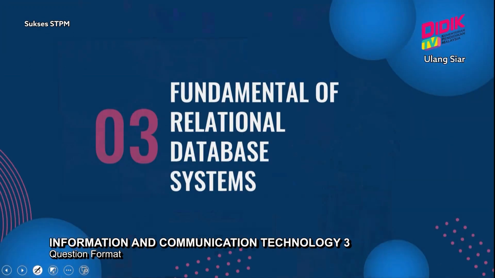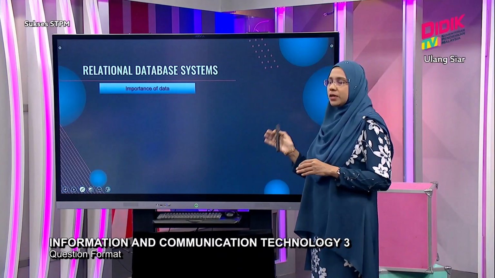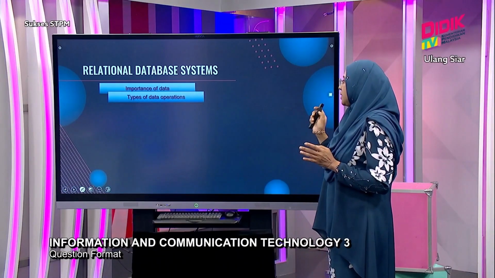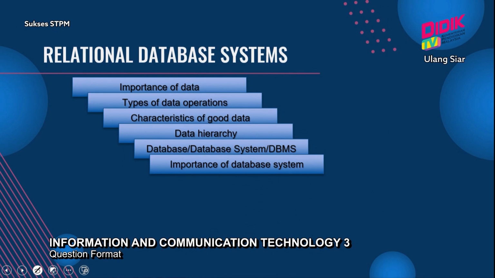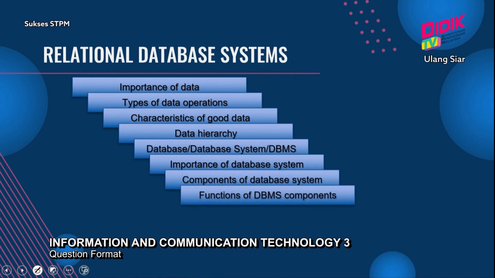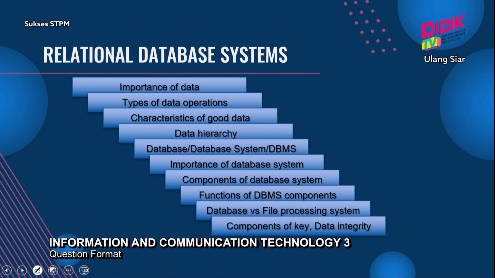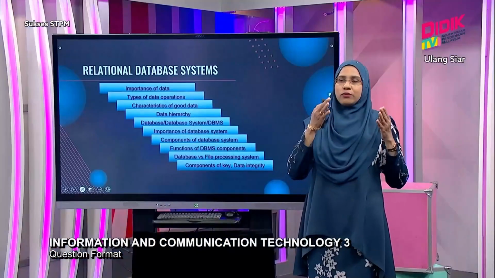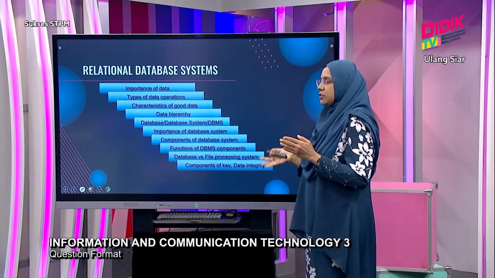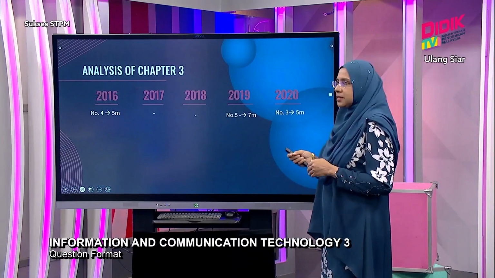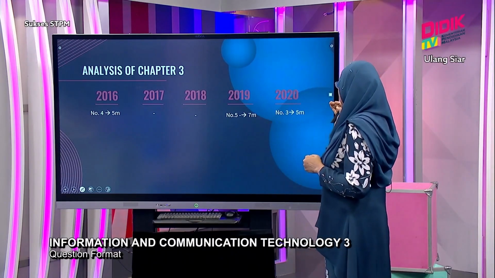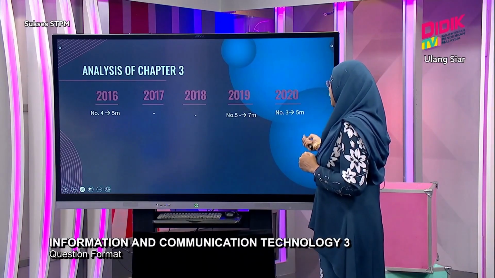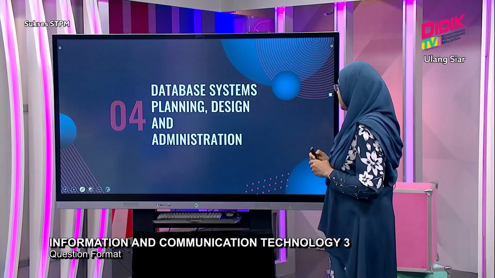We move on to chapter 3, fundamentals of relational database system. Here you learn all about data: the importance of data, types of data operation, characteristics of data, data hierarchy, database system, DBMS, importance of database system, components of database system, function of database components, database versus file processing system, and components of key and data integrity. In this chapter again, you have to study and remember, and they will test your knowledge. Next, we look at the analysis. From 2016 to 2020, questions came out in only 3 years, and all in Section A.